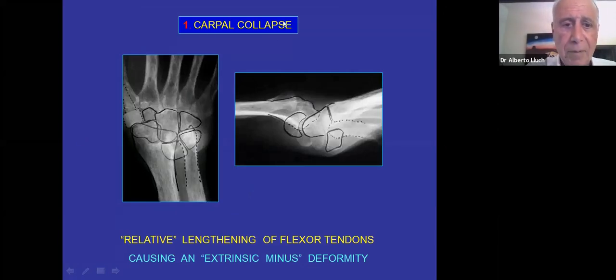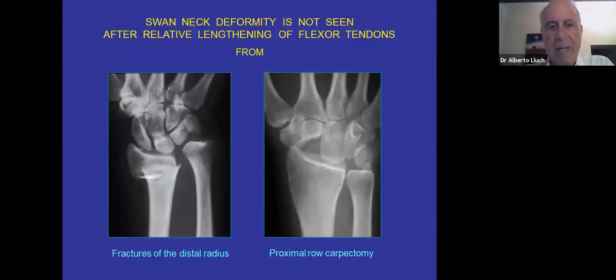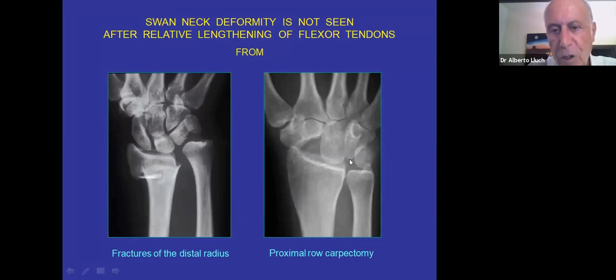Let's look at the carpal collapse first. This is a theory that has been popular for a few years, because they say that with the carpal collapse that we see in a rheumatoid wrist, we have a relative lengthening of flexor tendons, causing an extrinsic minus deformity of the fingers, and therefore a swan neck deformity. But if we have a fracture of the distal radius with severe shortening of the radius or proximal row carpectomy, this is equivalent to a carpal collapse in rheumatoid arthritis.